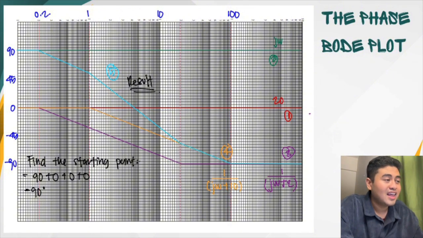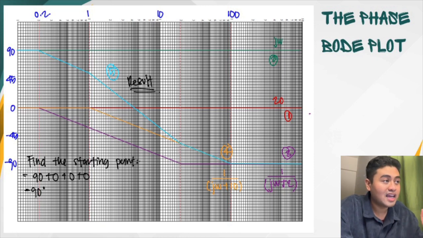So when the graph reaches the next region, which is 20, you must see the next region, which is 20 and 100. When you are at the 20 and 100 region, you must look at the graph. As we can see, only one graph slopes down, which is the yellow one. So negative 90.